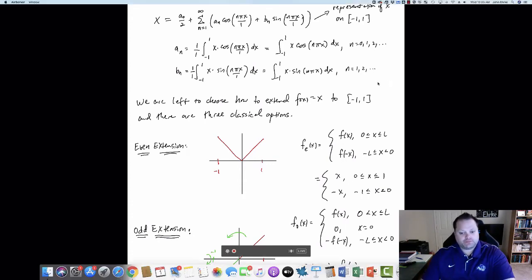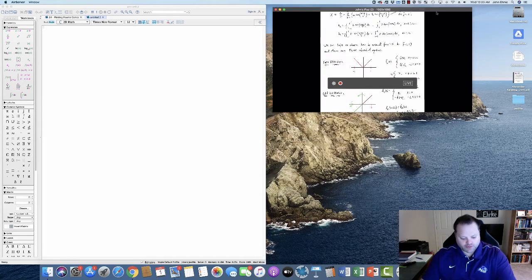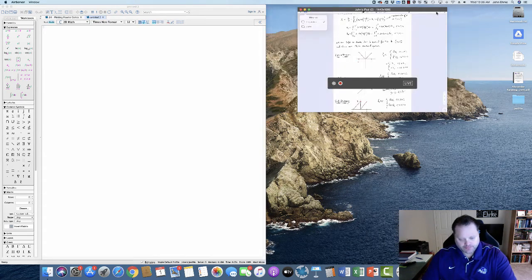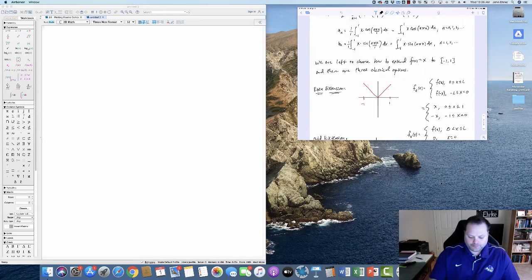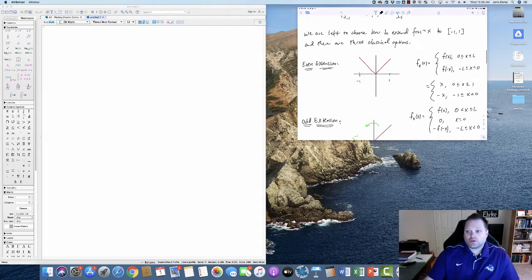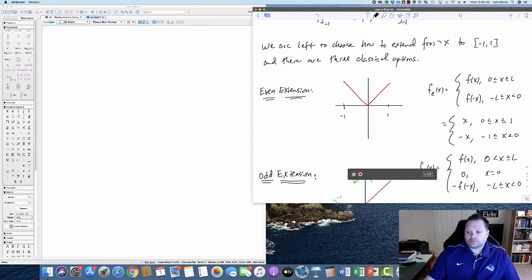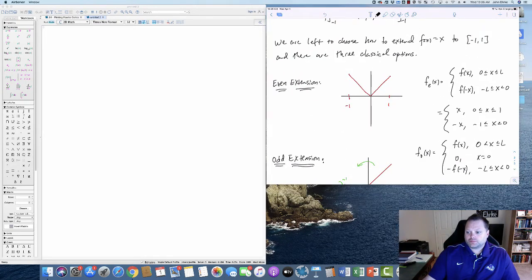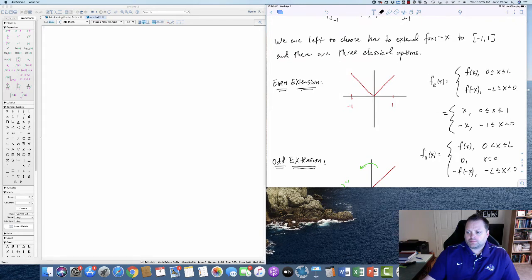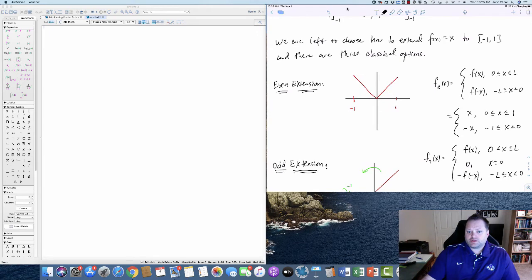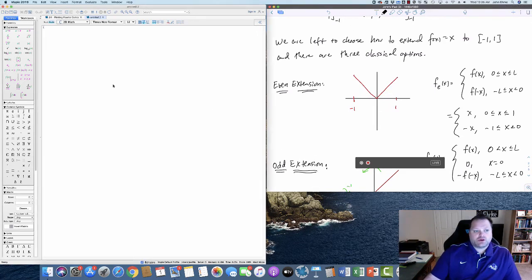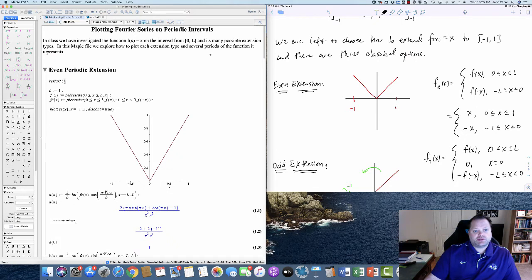All right. So bring this over here side by side. All right, that's about as good as I can do. Okay, so take a look at this together. We're going to start with the even extension. You can see what I did to create the even extension here.